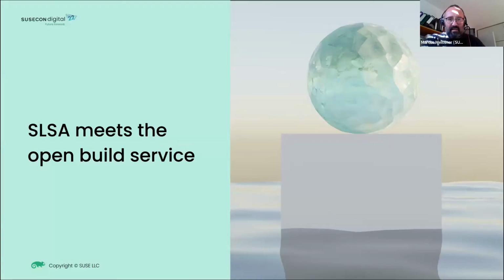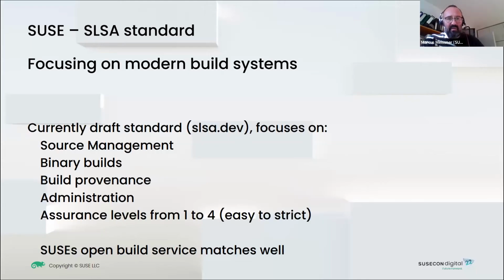So we looked at SLSA. How does it fit the build service? We looked at the four big pillars: source management, binary builds, build provenance, and administration, went over them and tried to do a gap analysis, with the goal of really achieving or going towards level 4 as it is currently.